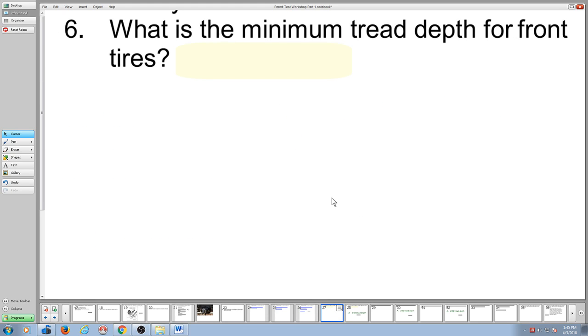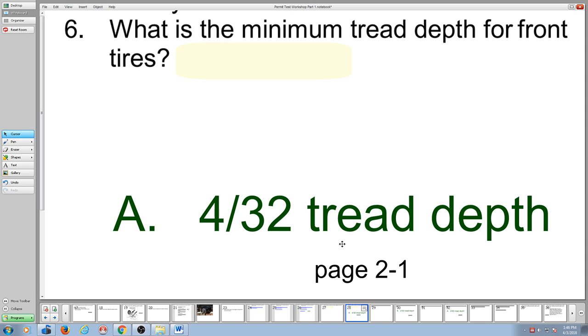What is the minimum tread depth for front tires? Does anybody know? 2/32nds. 2/32nds? It's actually 4/32nds. On the steering axle, it needs to be 4/32nds. Everywhere else, it's 2/32nds. So that's one to remember.